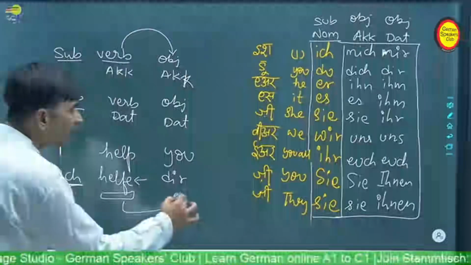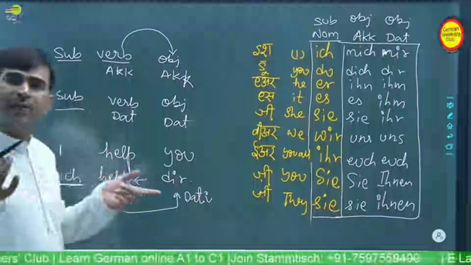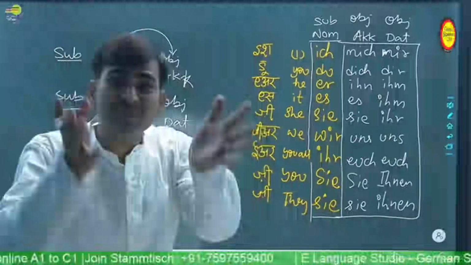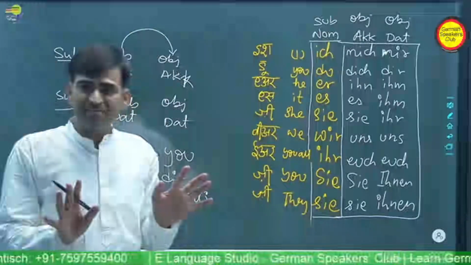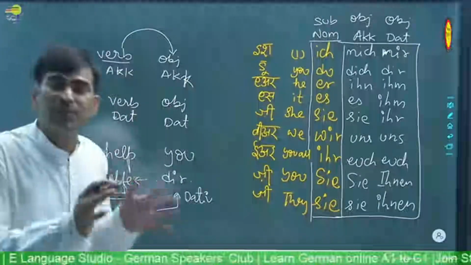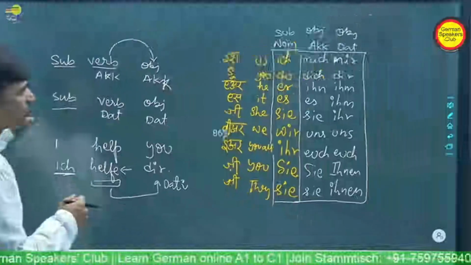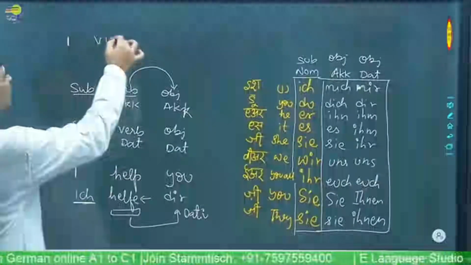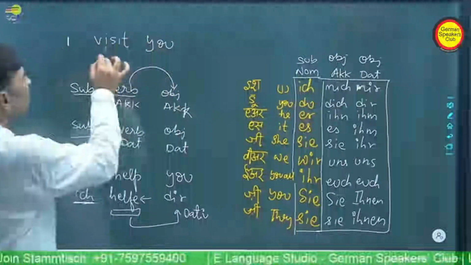So ich helfe dir. Because this verb is dative, we have to conjugate it with ich, so we put e in the end. Ich koche, for example, ich mache. In the similar manner, ich helfe. But the object, we use it from the dative category because the verb is dative. And why is the verb dative? Because it is neither accusative nor nominative. It is dative.